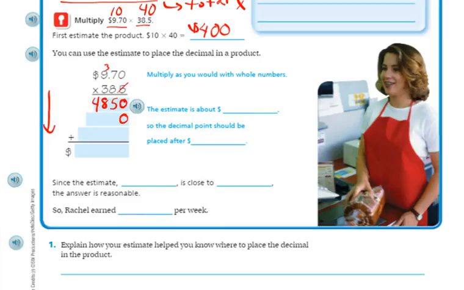Next up, 0 times 8 is 0. 7 times 8 is 56. Drop my 6. Bring up my 5. And then 9 times 8 is 72, plus 5 is 77. So my second row should be 77600. And we are done with the 8. Now you'll notice here that we have 2 slashes. That means I need 2 zeros when I drop down.